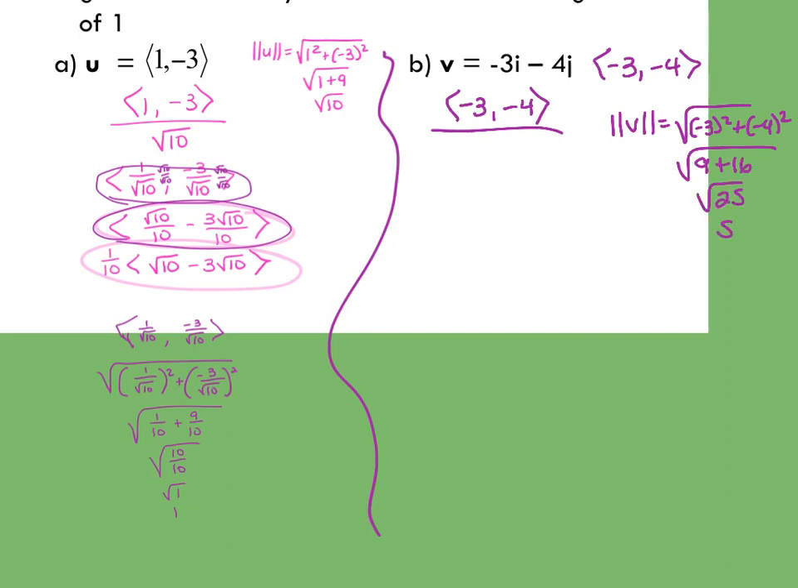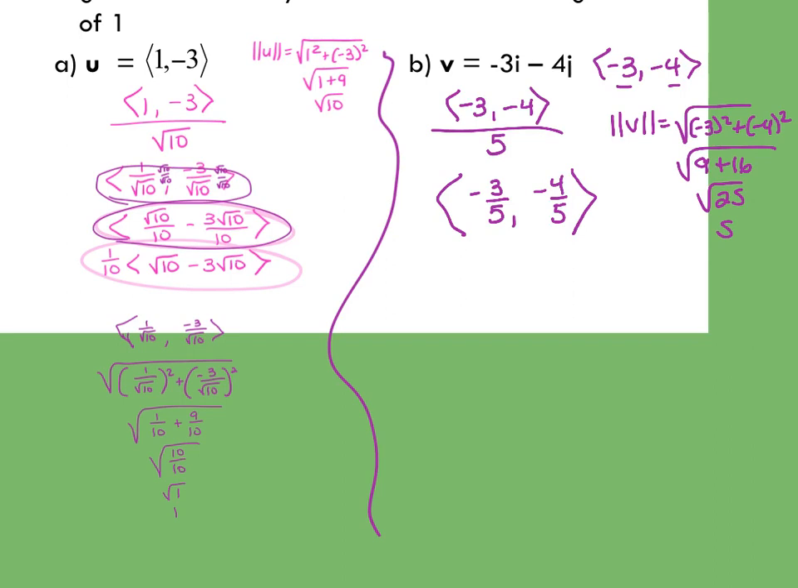Remember yesterday we said triples work here. This is 3, this is 4. Magnitude would be 5, and the hypotenuse is never going to be negative, so it's always positive. This goes over 5. This time when I split it, I get negative 3/5, negative 4/5. That is my unit vector in the same direction.